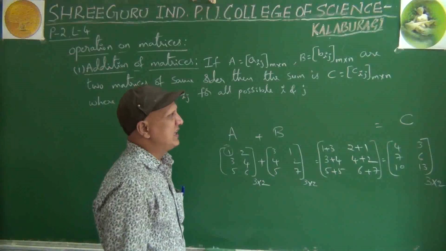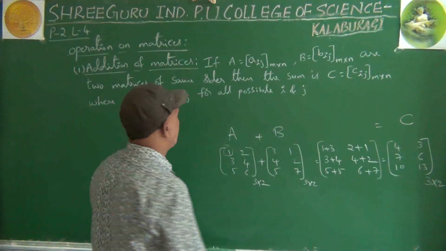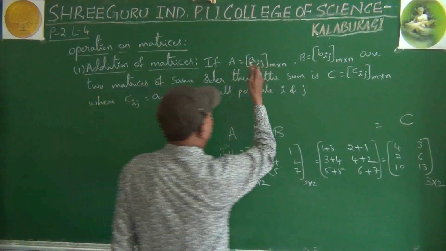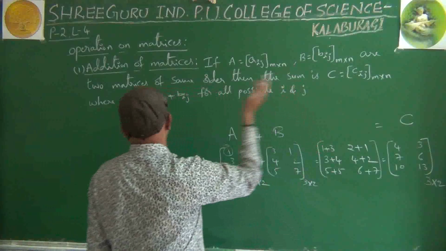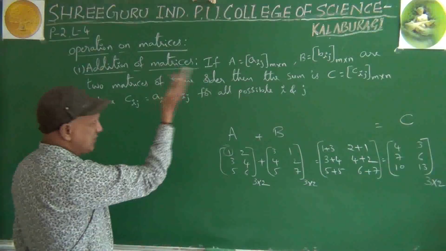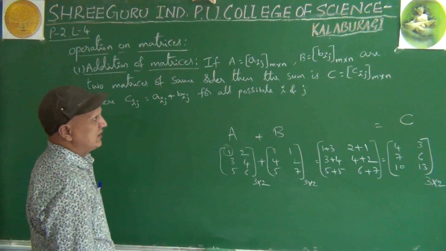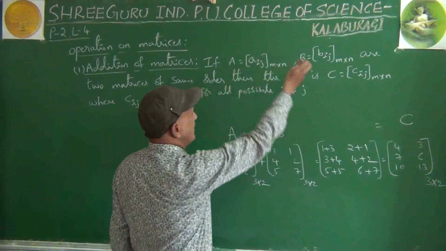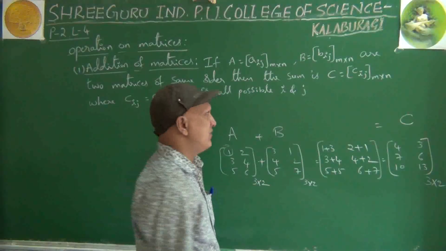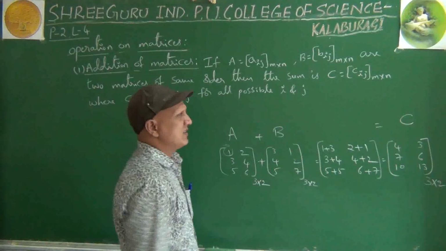Very simple, easy to solve. So capital A equals Aij m by n matrix. Capital B equals Bij m by n matrix. Are two matrices of same order? Yeah, same order. Then the sum is, sum means sum for what? Sum for the matrices A and B. If you want, you can write here sum of A and B is. Otherwise not necessary. We can understand.